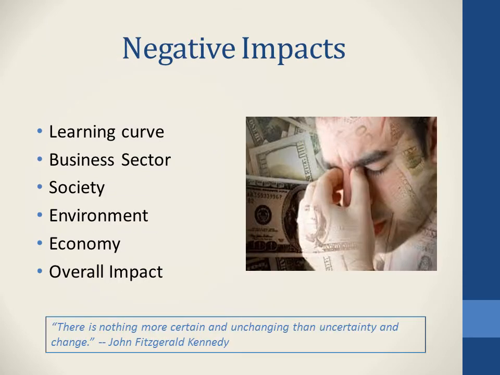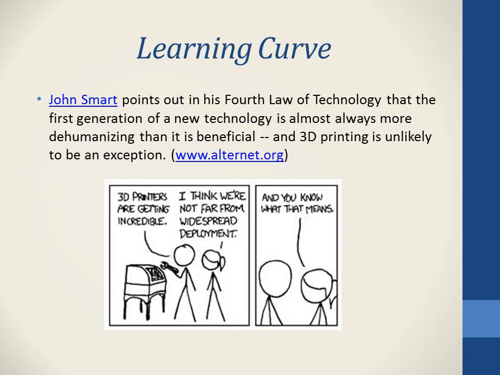For every positive impact from 3D printing, there are negatives. The negative impacts are about adjusting, controlling, and adapting to this new technology. Such negative impacts are the learning curve for both business and society, the impact on the environment and the global economy, and the overall impact that this technology will have as it grows. No matter what industry, location, or time frame, learning curves can be expensive, harmful, and have a greater negative impact than necessary. As John Smart points out in his fourth law of technology, first generation of new technology is almost always more dehumanizing than it is beneficial, and 3D printing is unlikely to be an exception.